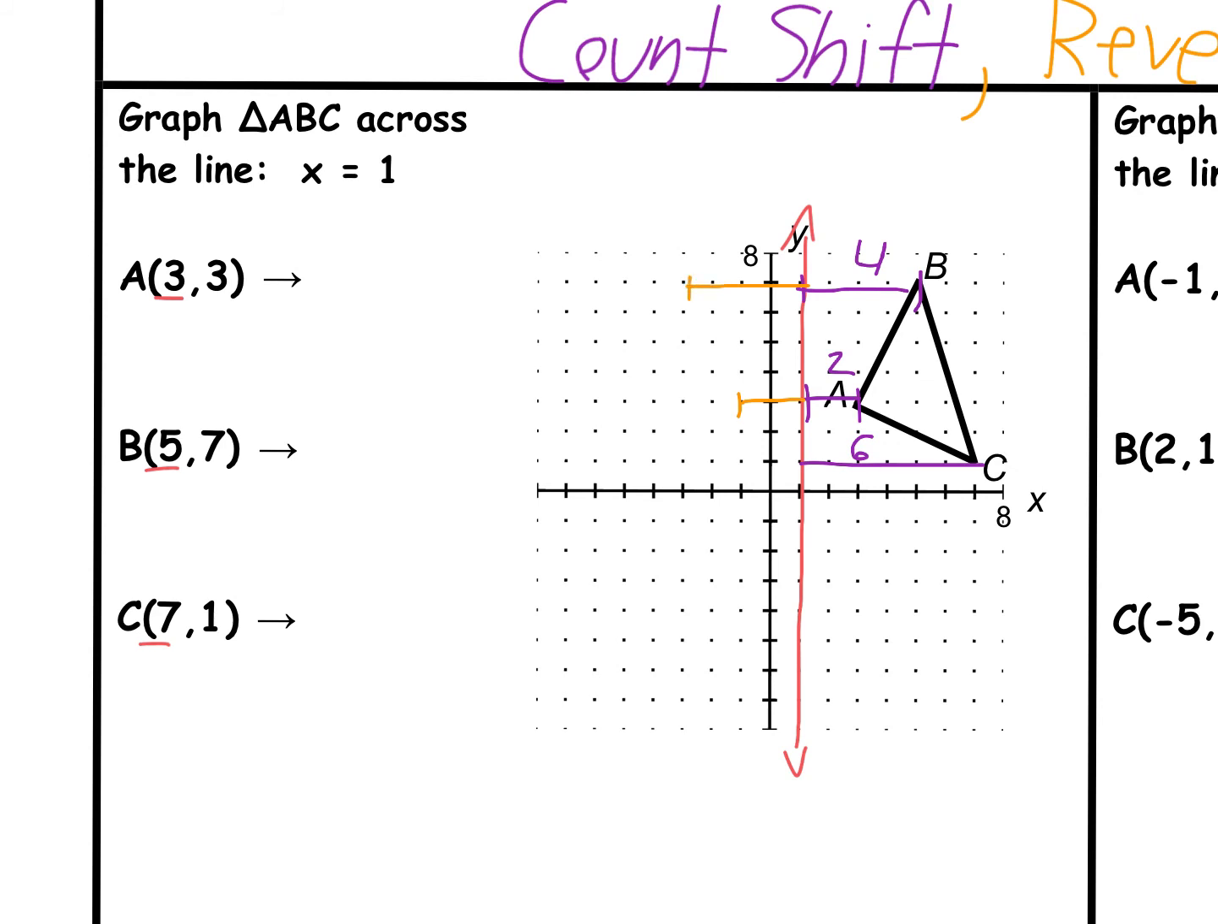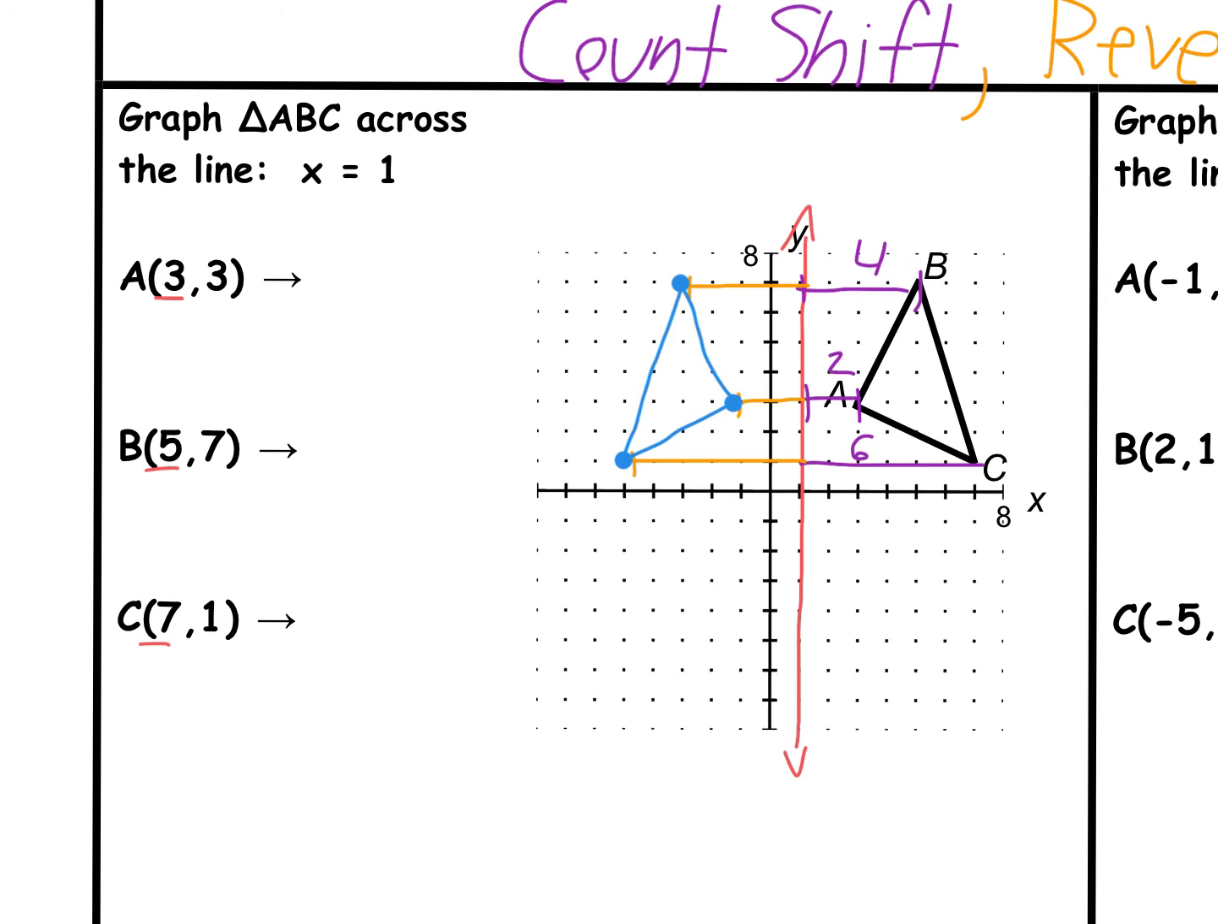For C, that's 6 units to the right, so I'm going to go 6 units to the left. 1, 2, 3, 4, 5, and 6. To give me my coordinates. Connect my dots. And there's my reflected triangle over the line x equals 1.